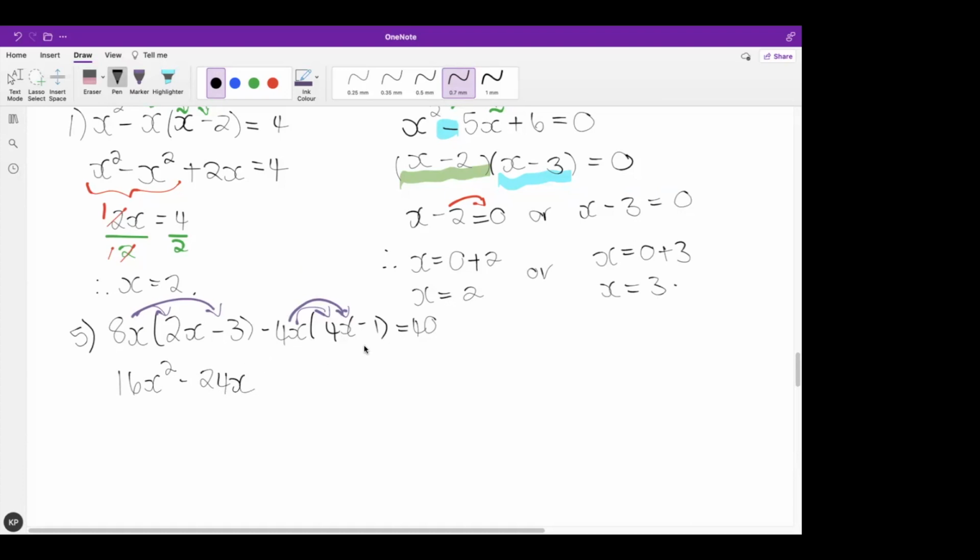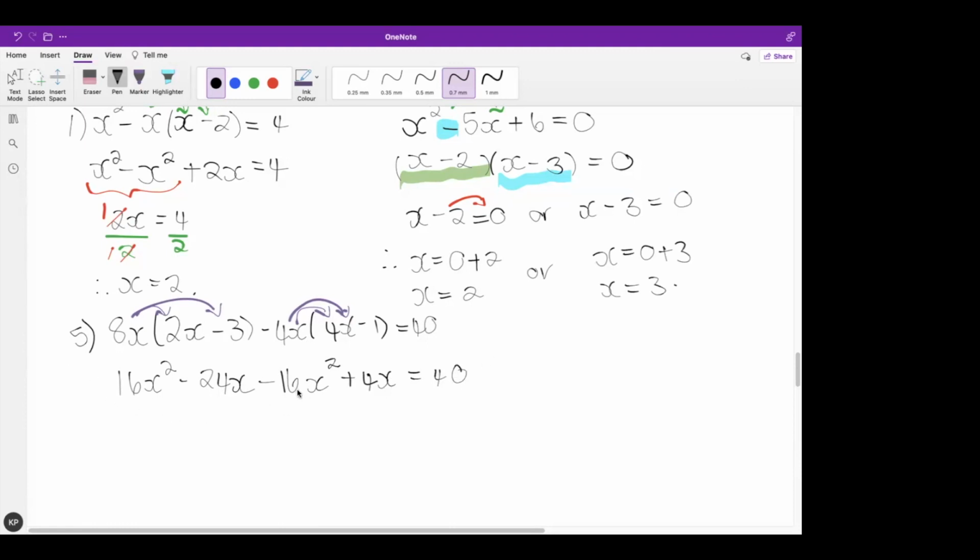Moving on to the next bracket, okay? Negative 4x times positive 4x. There we go, negative 16x squared. And then negative 4x times negative 1. Negative 4x times negative 1 is positive 4x equals 40.